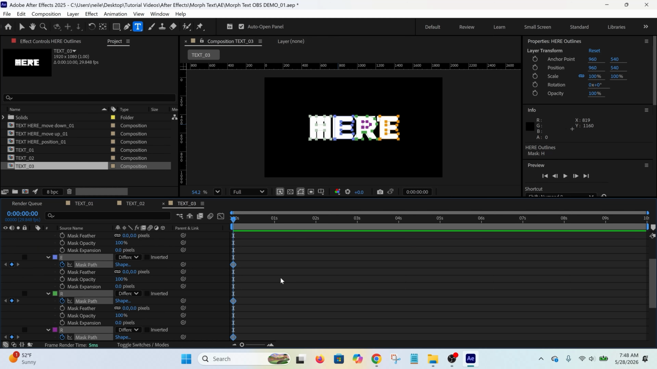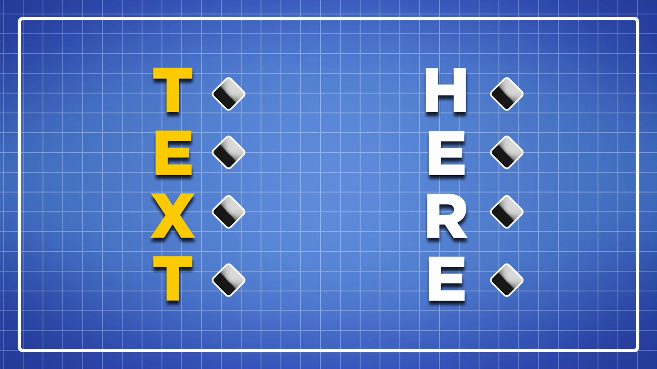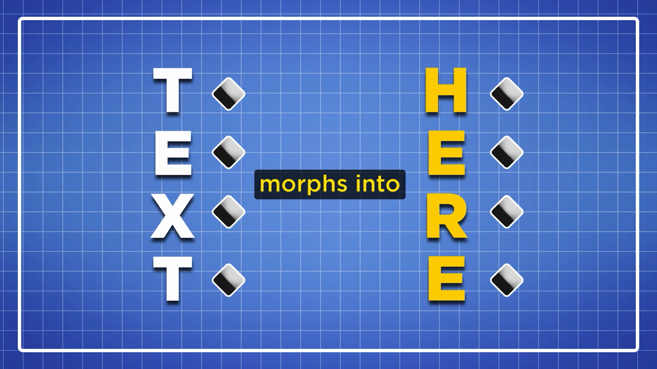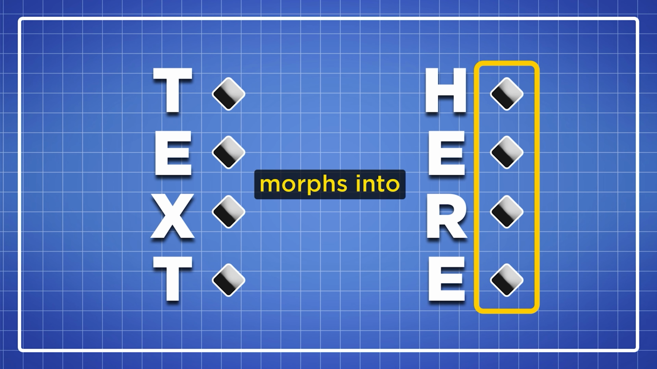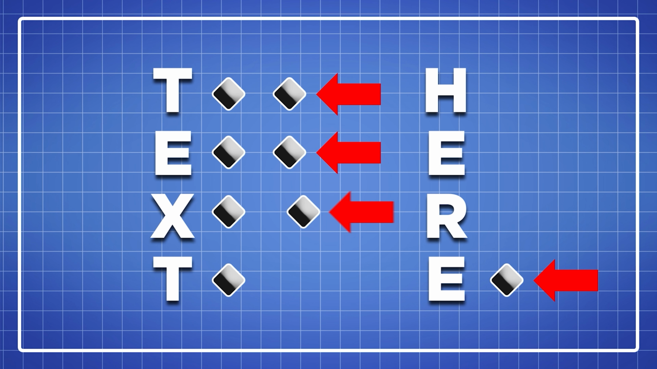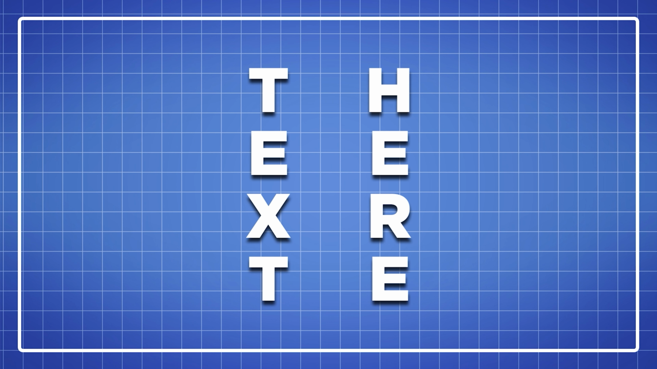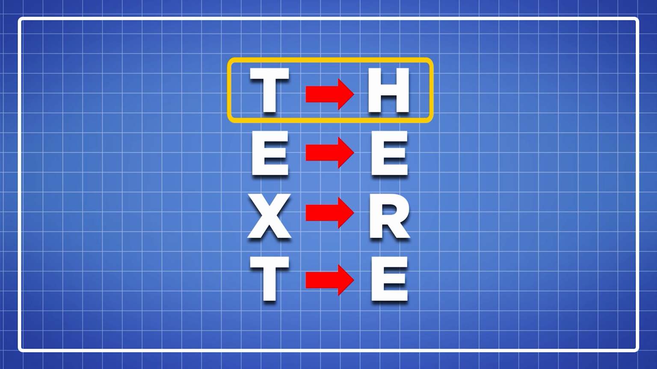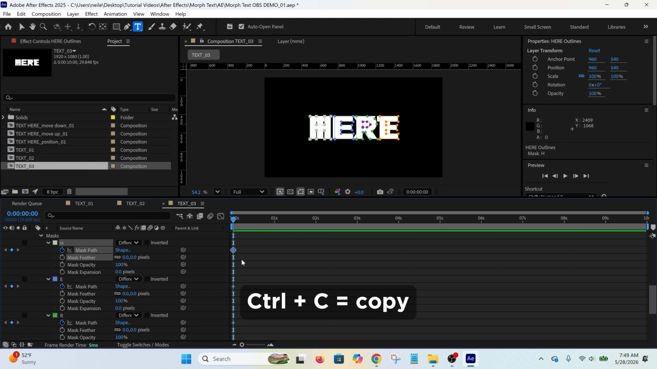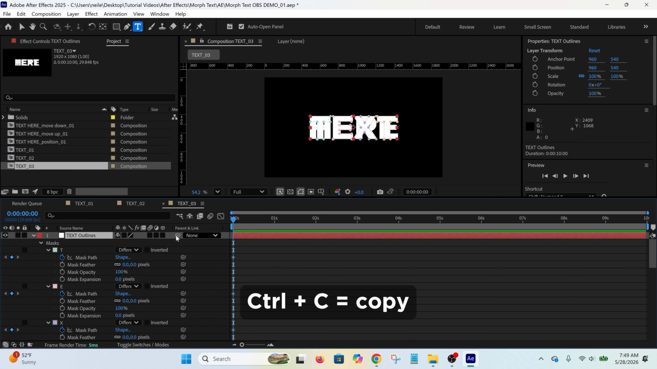Okay, I have all the keyframes set for the word here, and to make the word text morph into the word here, I'm going to copy and paste the keyframes of each letter from here into each letter of text. You want the relative keyframes to be pasted in the correct mask path of each relative letter. For example, I want the first letter in text, which is T, to morph into the first letter of here, which is H. So I'm going to copy and paste the keyframe from H into the mask path of T. I'm going to leave about 1 second between each keyframe to allow the morph to go into effect.